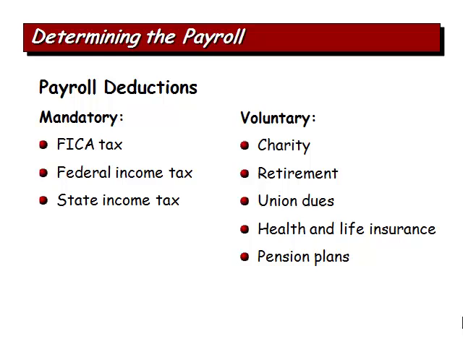Then there's voluntary deductions, and they're voluntary in that they're not required by law. They may be mandatory because they've been negotiated by a union contract. But employees can have something withheld from a paycheck to go to a charity. Typically, it would be like a United Way deduction. Could be a contribution toward a retirement plan. Could be union dues. Could be health and life insurance. Could be pension plans. Those would all be voluntary in the fact that they're not required by law. Although, as I said, they may be mandatory because the union has negotiated them.